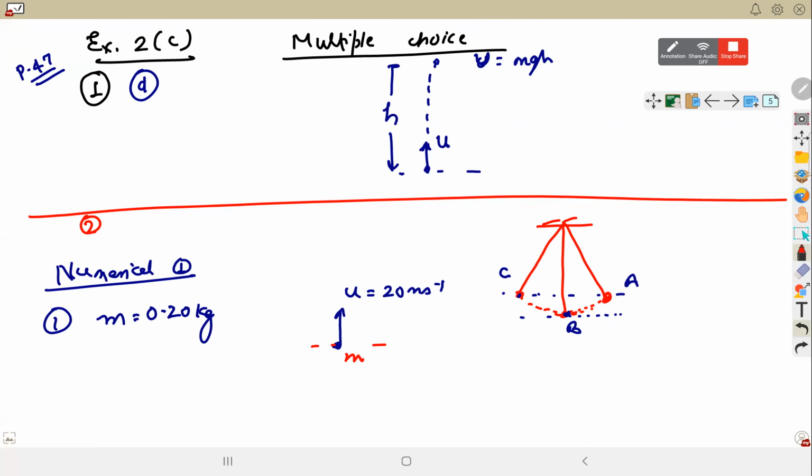You are just reading the answer from the book. The height equals v square upon 2g, the height is 20 meter, and PE equals mgh.